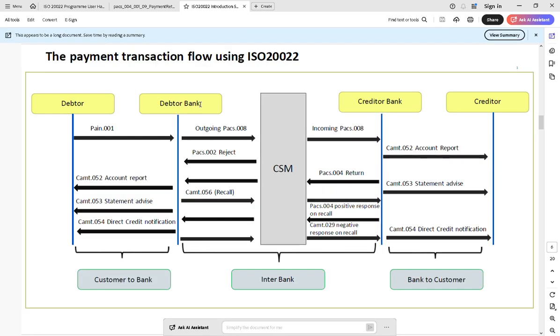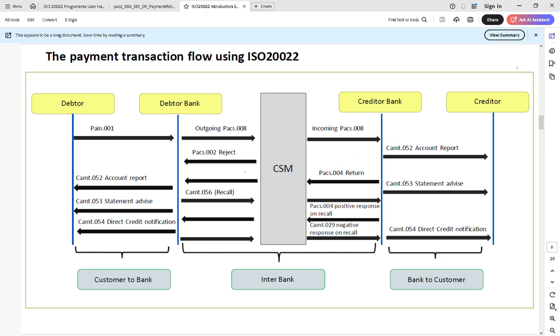Okay, in this example, if you see here, payment is moving in this flow. Okay, this is the flow, payment is moving. In this case, the example which we have just learned is missing here.